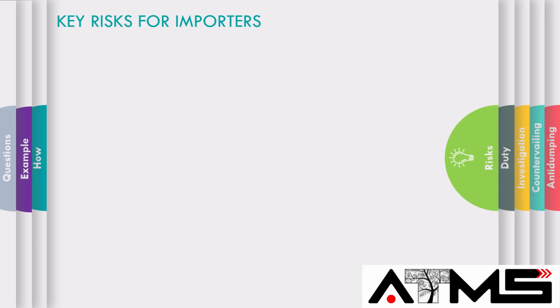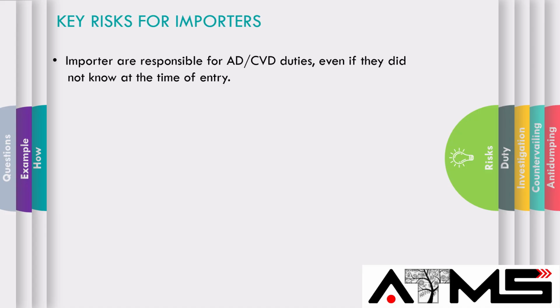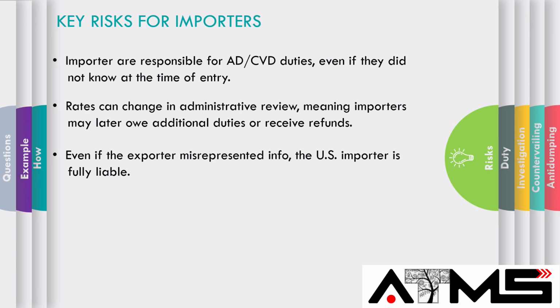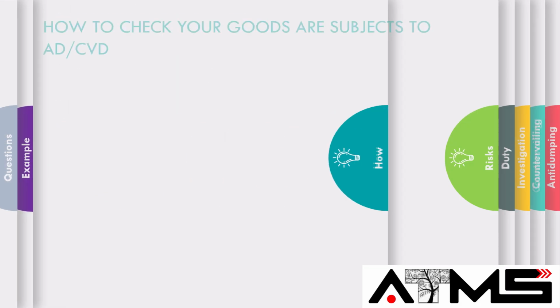Here are a few key points importers should be aware of. First, AD/CVD can be applied retroactively. Even if you are unaware at the time of import, you may still face additional duties later. Second, because duty rates may change after review, you may face unexpected large additional bills in the future. Third, even if the exporter misdeclared something, the U.S. importer of record is ultimately responsible.